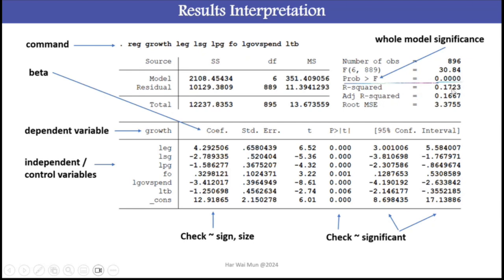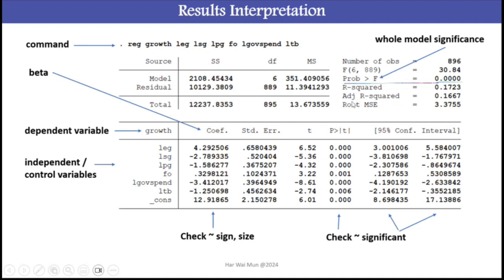Another one is R square. R square in this case means all these variables, your dependent variable, independent variable, and the control variables together, 1, 2, 3, 4, 5, 6, and the constant. How many percent of this growth can these 6 plus the constant explain? You can explain 17.23% of the growth. That means about 83% of the growth is unexplainable, right? So whether you can accept it or not. R square means how many percentage your model can explain the dependent variable.